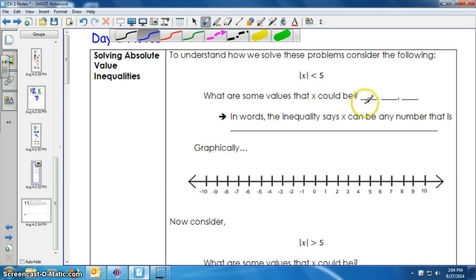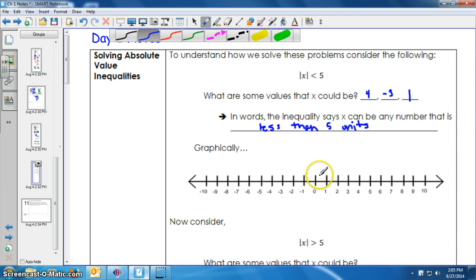So what are some values that x could be? Let's think about that. If I were to plug in here, what would be less than 5? Well, I could plug in a 4. The absolute value of 4 is less than 5. I could plug in a negative 3, because the absolute value of negative 3 is 3, which is less than 5. I could plug in a 1. The absolute value of 1 is less than 5. So in other words, the inequality says x can be any number that is less than 5 units.